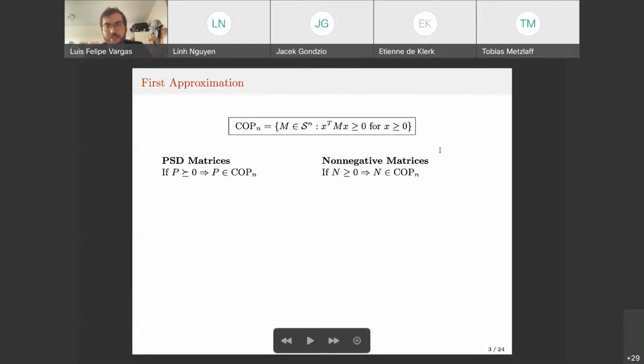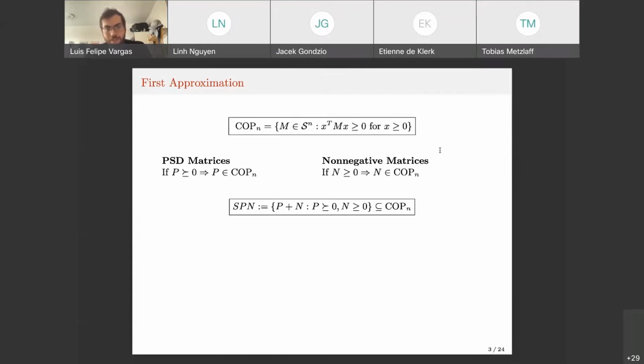Another subset of matrices which is copositive is the non-negative matrices, because in the form x transpose Nx everything is non-negative, as all entries of N are non-negative, and of x also. Then we can define the cone SPN as the cone consisting of sums of positive semi-definite matrices and non-negative matrices, which is a subset of the Copositive cone. Optimizing over the cone SPN is a semi-definite program, and then it's easy, or can be done in polynomial time.